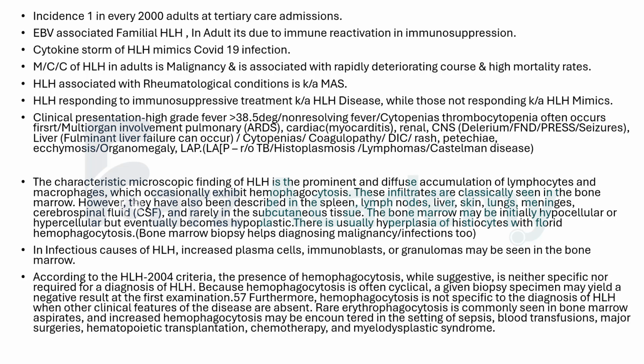So you have to keep this in mind to rule out HLH when your patient is not getting better, your patient's fever is persistent and cell lines are suppressed. So you have to think about this. Then EBV associated familial HLH is also there. In secondary HLH, many times when the patient is on chemotherapy or some immunosuppressants, EBV reactivation might happen, and that can cause HLH.